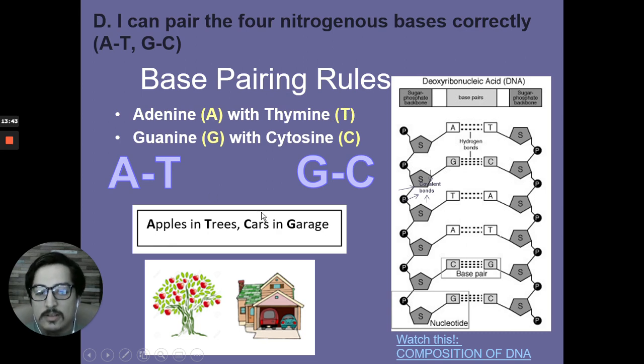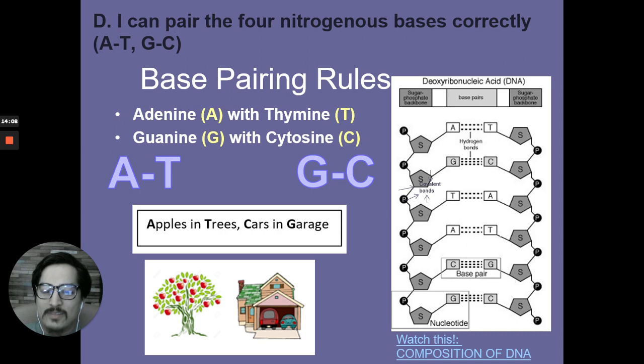Apples in the trees, cars in the garage. Because think about it. Are you gonna be putting a tree inside of the garage? No, right? So T and G cannot go together. Right? T is for tree, and guanine for garage, they can't go together. Okay, are you gonna leave your apples in the car? So when you want an apple, you're gonna have to go all the way to the car? No, it makes no sense, right?